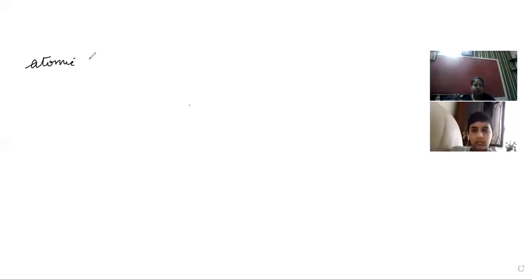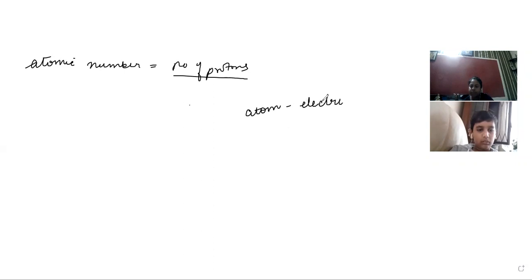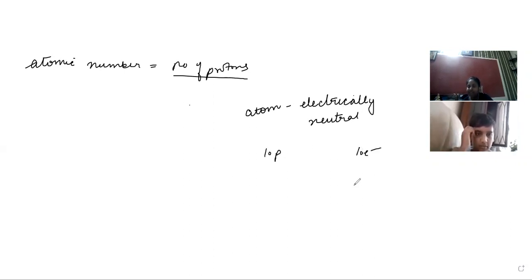Atomic number is the number of protons in an atom. If an atom is there, I would say that the atom is electrically neutral. So if an atom has 10 protons, it should also have 10 electrons.